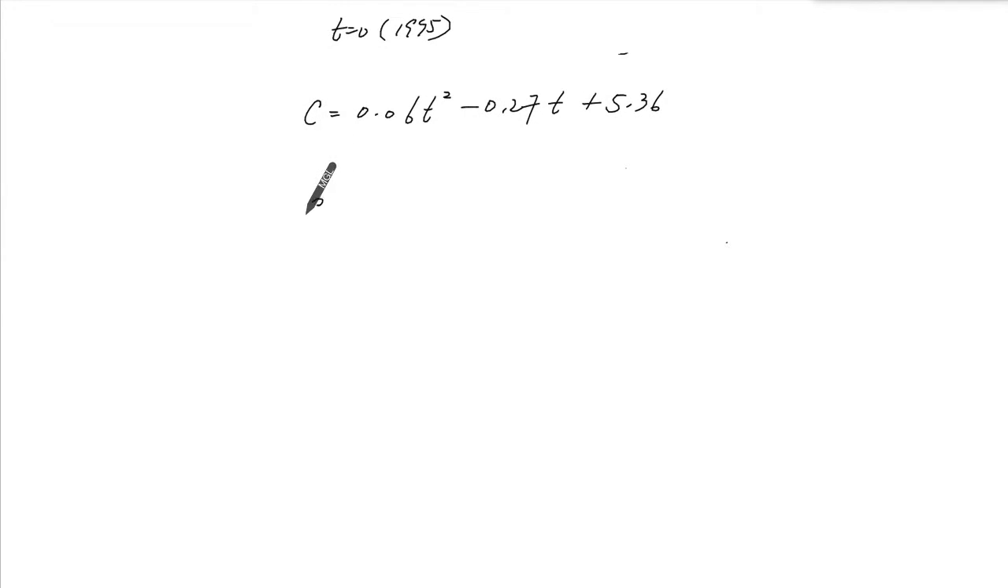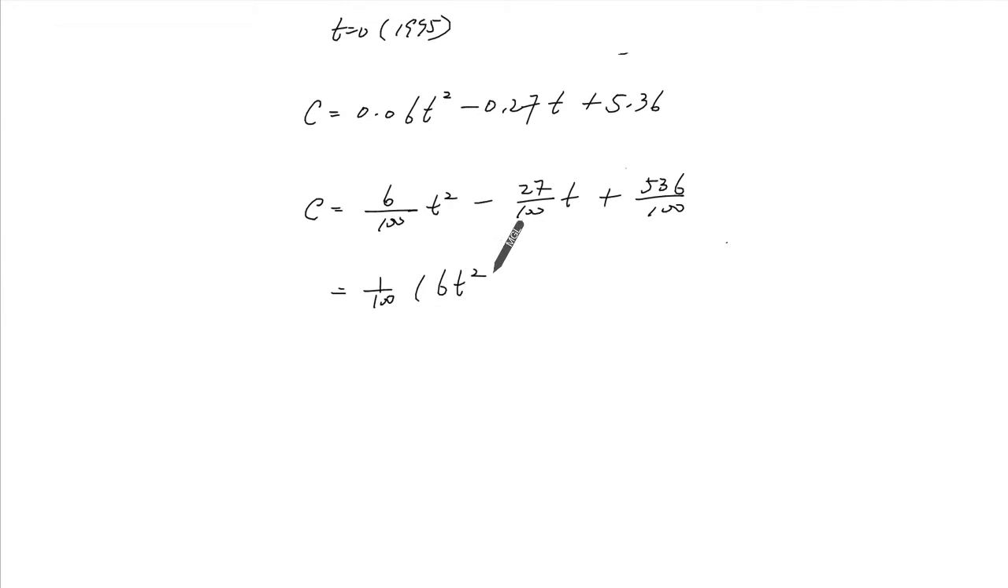Okay, so the average ticket price is modeled with this relation, the cost, and t is in years, where t equals 0 means 1995. So this actually means, I'm changing this to fractions, 6 over 100 t squared minus 27 over 100 t plus 536 over 100. So we can see that we can factor out, well, definitely 1 over 100. So let's see here. Well, 1 over 100, and we get 6t squared minus 27t plus 536.